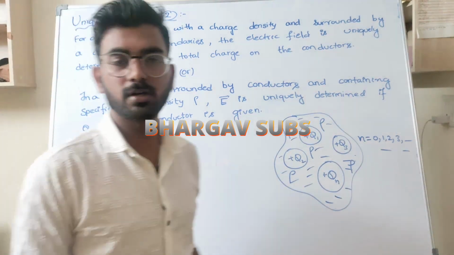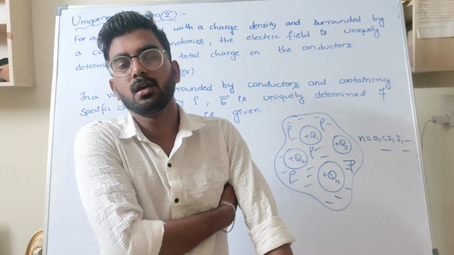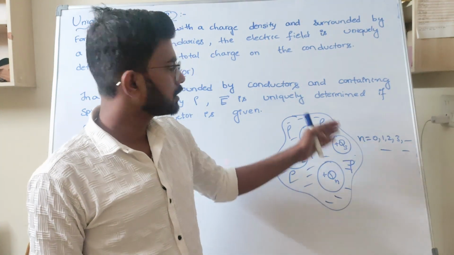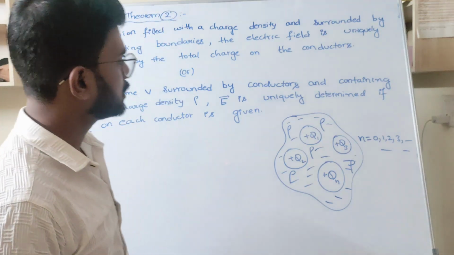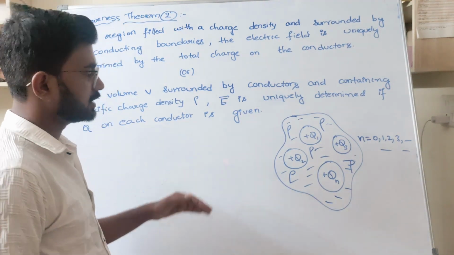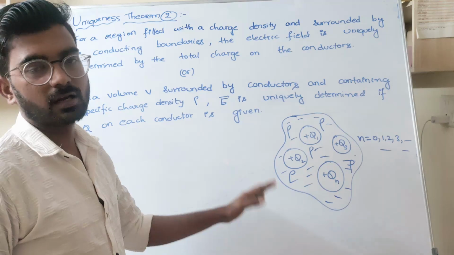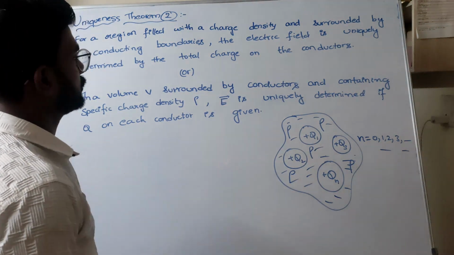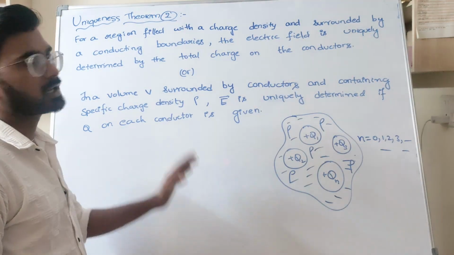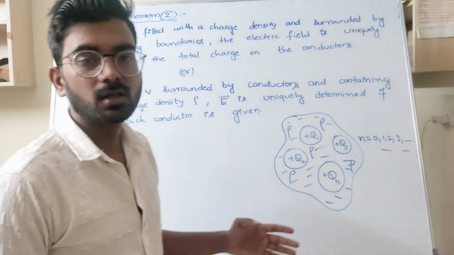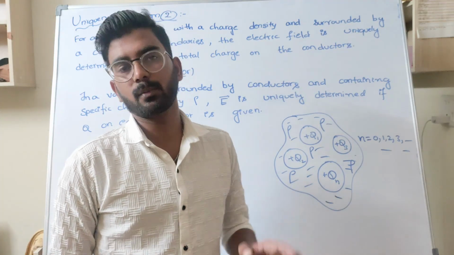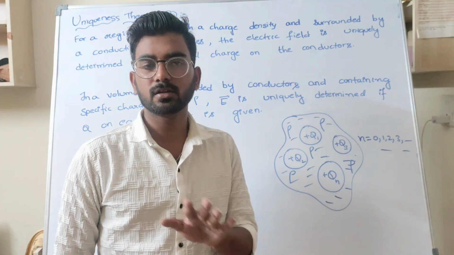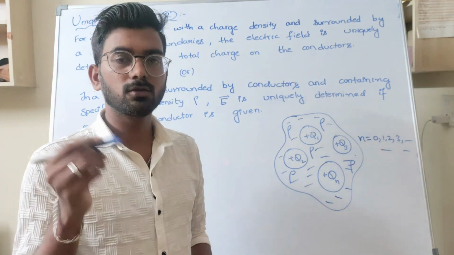In the previous video, we discussed uniqueness theorem 1. There, similarly, we took a boundary region. In that boundary region, for different charges, the potential is well defined. Uniqueness theorem 1 is regarding potential: there is one solution, one potential value, for the Laplace equation. Potential is uniquely determined.